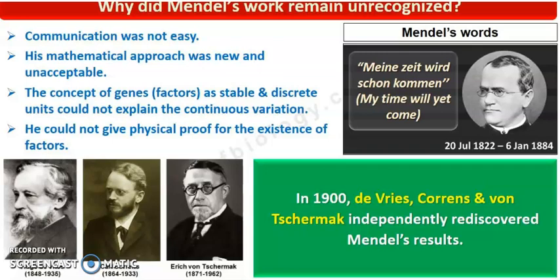Namaskar children, good morning. I hope you remember the part we learned in the last class. We started with the chromosomal theory of inheritance, right? And we saw these three scientists, de Vries, Correns and von Tschermak. They independently rediscovered Mendel's results, right?